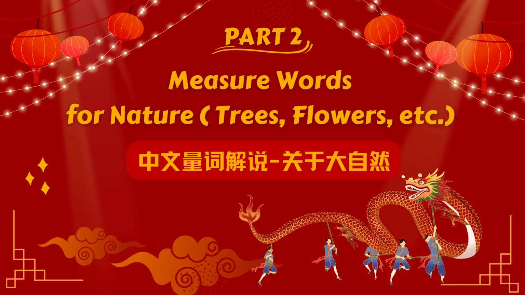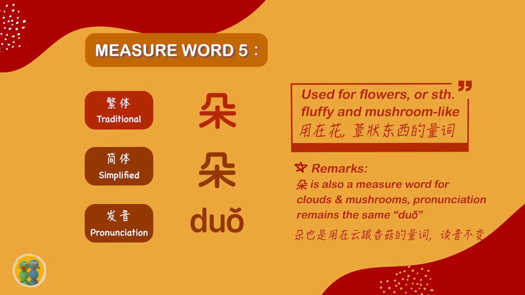The fifth measure word is 朵. 朵 is used for flowers or something that is fluffy or mushroom-like, because 朵 is also a measure word for clouds and mushrooms, and its pronunciation remains the same, duǒ. So we can see from these nouns that use the measure word 朵, they all have one thing in common, which is they all look fluffy and mushroom-like.